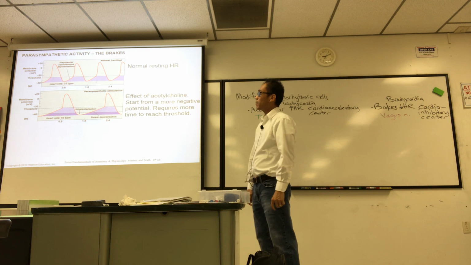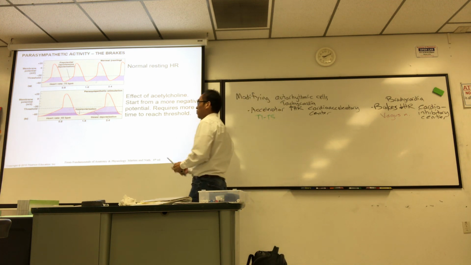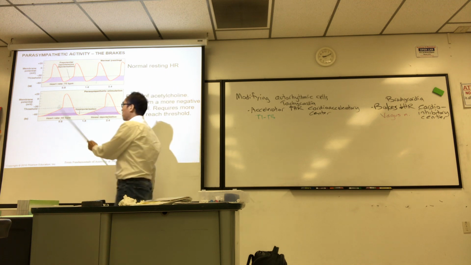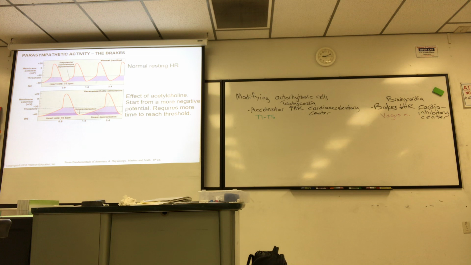All right, here's a picture of how the autorhythmic cells would be affected. At the top frame, you have a normal standard firing rate, which would establish a heart rate of 75 BPM, the textbook average. The effect of acetylcholine from the vagus nerve has two things to note: you're starting from a more negative potential, and it requires more time to reach threshold.